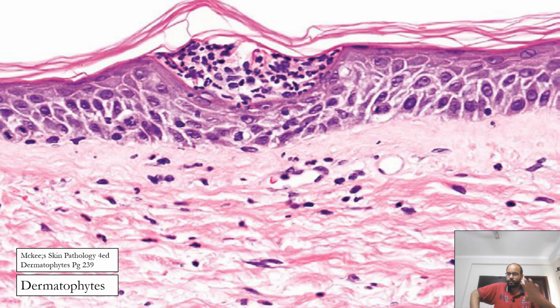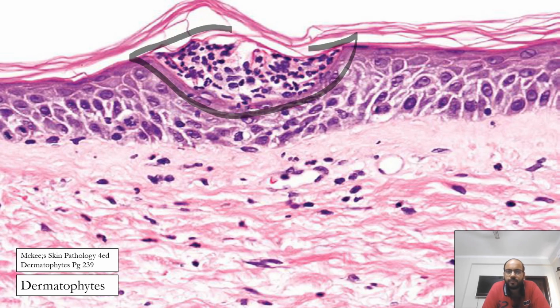This is another picture of Pompholyx. This I have taken from McKee's. And look at this large humongous vesicle. In this biopsy picture, you can easily appreciate the inflammatory cells. You can see red colored eosinophils here. You can see a few neutrophils in between. This is an eosinophil, this is a neutrophil. Most of the time during the initial examination of a biopsy slide, it becomes difficult to analyze what cells are there. Don't worry. Just keep on looking at the slides. The more you look, the more you will understand.